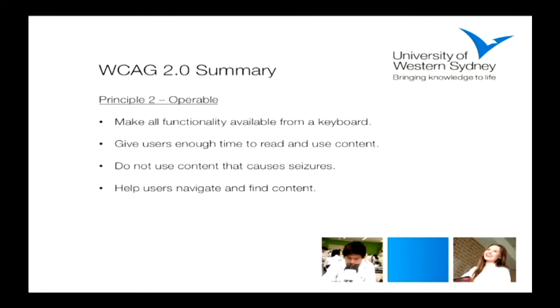The second principle is that the content has to be operable. You need to be able to tab through fields in a form in the correct order. That's an example of having functionality available from a keyboard. Another is giving users enough time to read the content. The classic example of that is the slider on our homepage, which I think we're probably not complying with, but there should be a pause button there for people who need a little extra time to read the content.